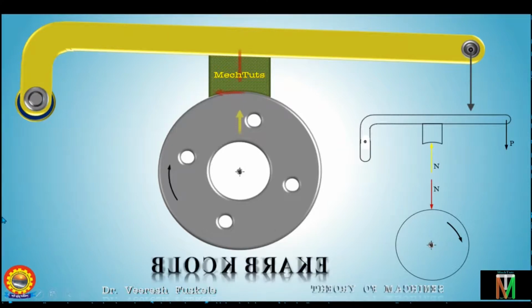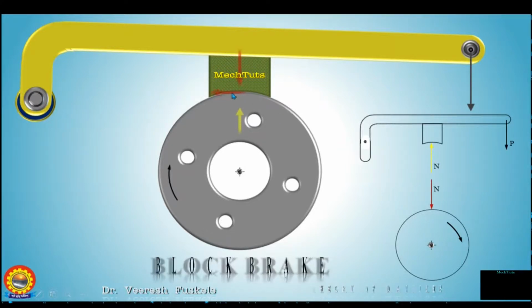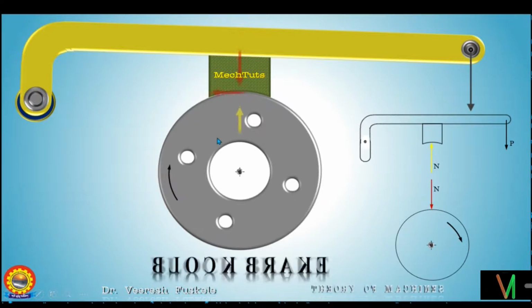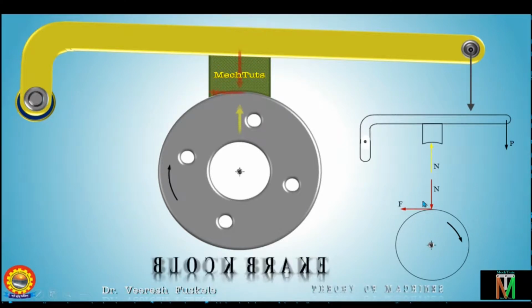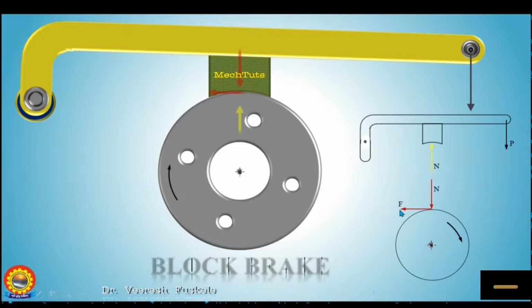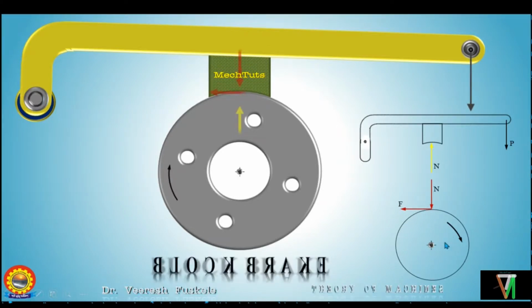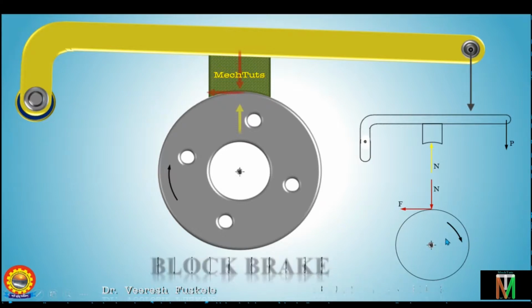So this will be the force of friction on the drum in the direction opposite to the direction of the motion. So this can be plotted here like this. You can see this. This is the force of friction on the drum that will be in the opposite direction to the movement of the drum.